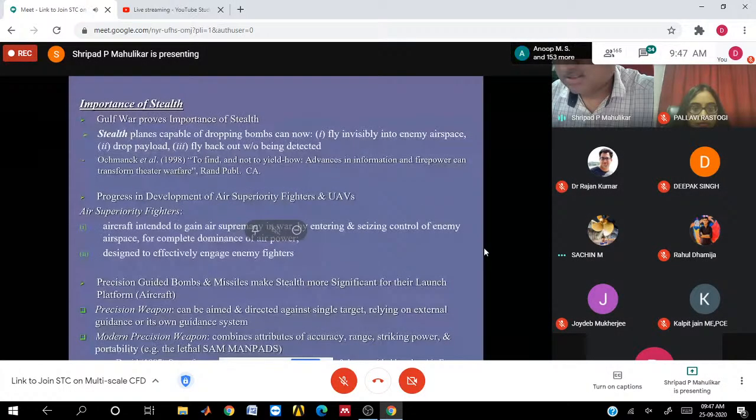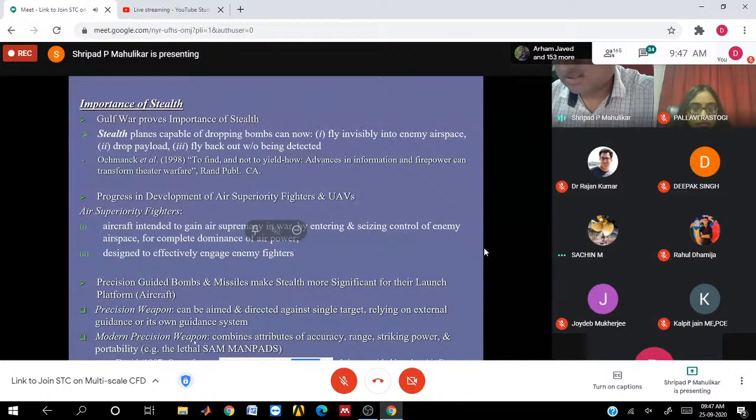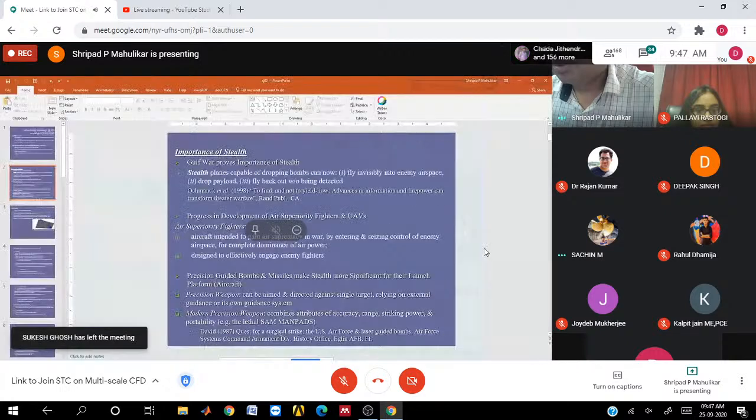So modern precision weapons combine attributes of accuracy, range, striking power, and portability. One example is the surface-to-air missiles known as MANPADS, that is, man-portable air defense systems. They are very cheap, portable, and shoulder-fired. And these missiles, the MANPADS, are available not just with nations, but also with smaller groups. Fine. So this is the reference.